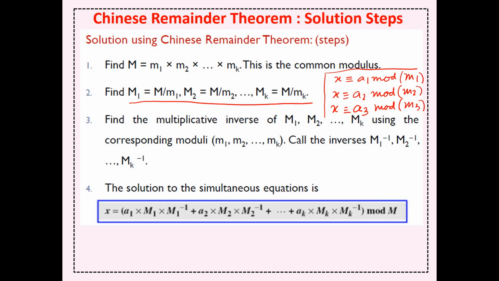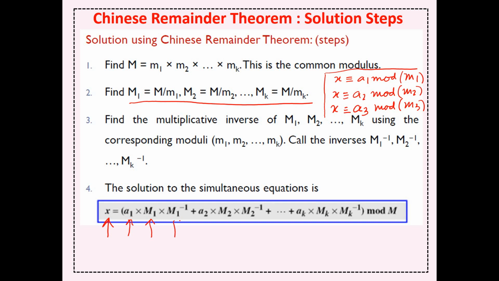And why is this important? Because if you observe the final expression of X, remember in the previous example, when I was showing you the example, X was coming as 23. So we are trying to find that X element that will make those three equations congruent to each other.